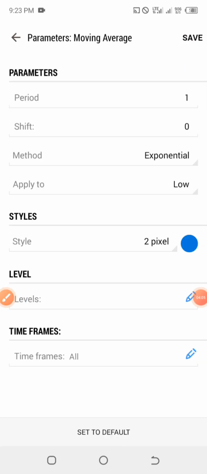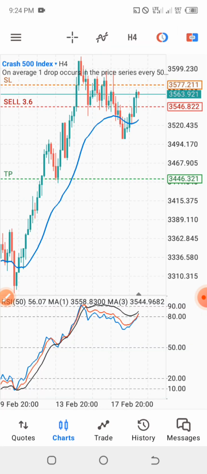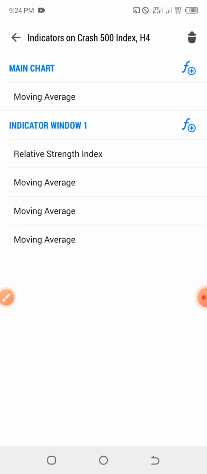Now we search for moving average. These are the parameters for the moving average that is going to be in our indicator window 1. The period is going to be 1, the shift is 0, the method is also exponential, applies to low as well. For the style, I'm going to use the blue color as well. When you set everything up like this, click on done, and then you're going to have your moving average right in your chart.